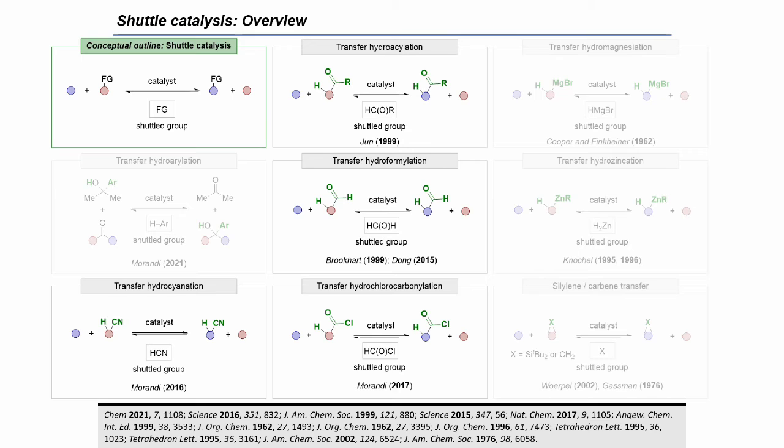Going beyond transfer hydrogenation reactions, a variety of other reactions were developed in recent years based on the shuttle catalysis concept. A selection of these is presented here, mainly focusing on the implementation of homogeneous catalysts. Some of these reactions will now be discussed in more detail.